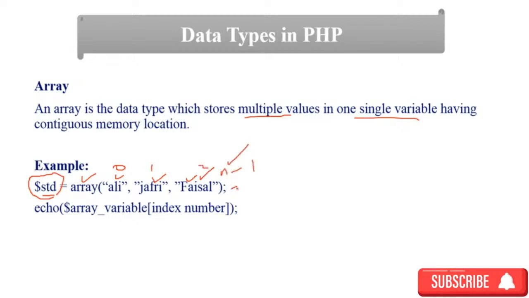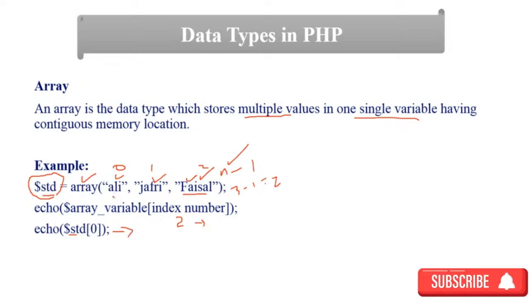Total number of elements is 3, 3 minus 1 becomes 2. So the last element will have index number 2. If you want to print this item, you have to pass 2. So it will return the element which has index number 2. So echo $std, this is the array name, the array variable, and pass the index number. It will display Ali because Ali has index number 0.